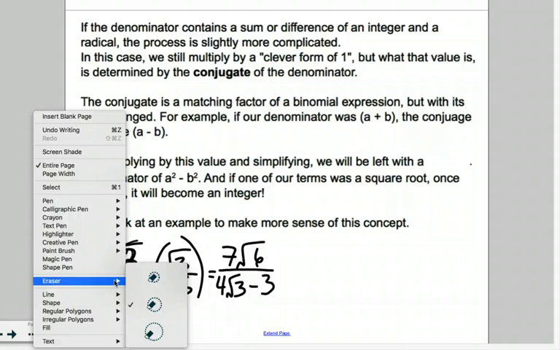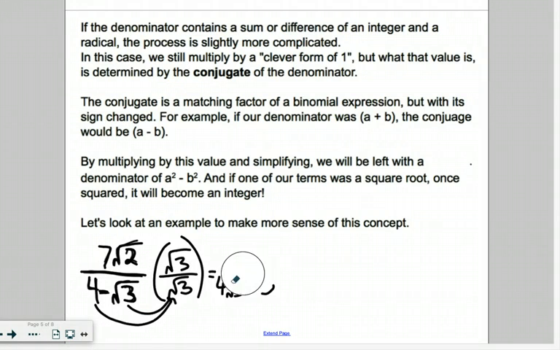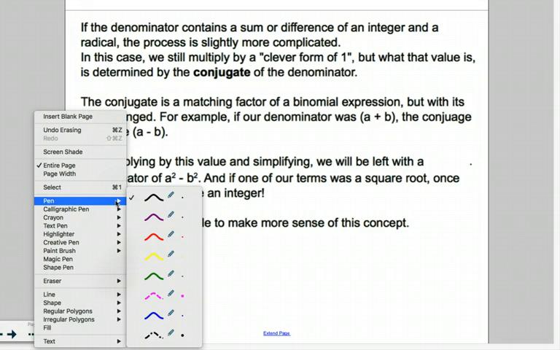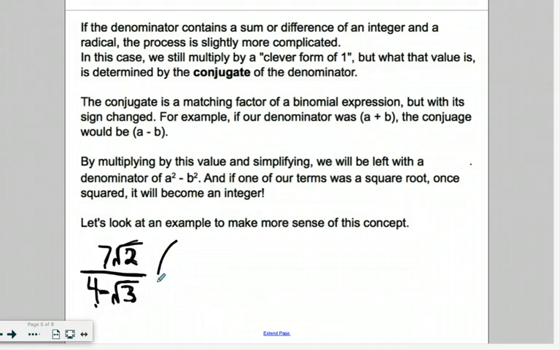So this is, like I said, why we need this concept of a conjugate. The conjugate is found by just taking the exact same terms, but switching the sign. So it's going to be 4 plus root 3 over 4 plus root 3. And again, it's an expression, so I can't just add to it or subtract to it. The only thing I can do is multiply by 1. So this is my clever form of 1.